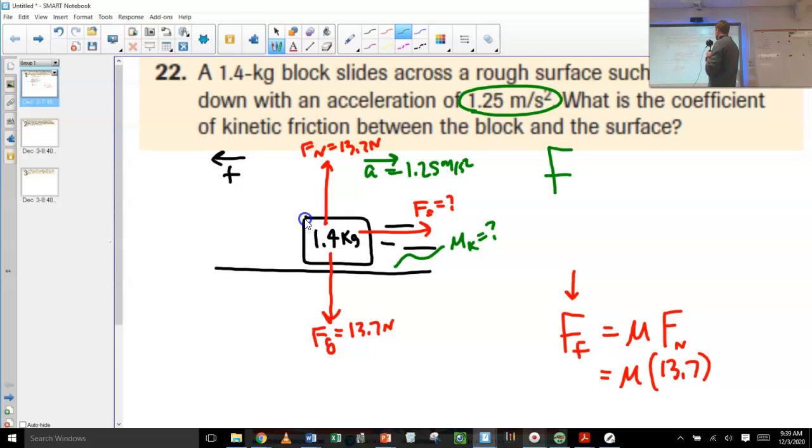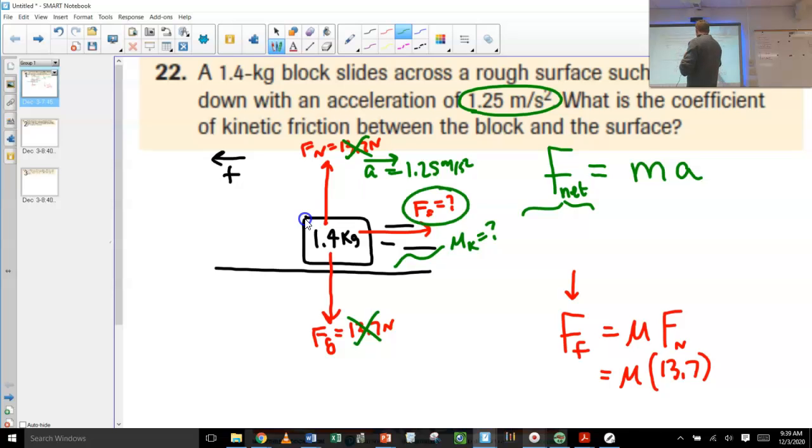So I'm going to use Newton's second law, and I'm going to use the net force. That's all of the forces combined. But this force cancels off this force, and the only force left is friction. The mass is 1.4, and the acceleration is going to be negative 1.25. So my force of friction, if you multiply 1.4 by negative 1.25, you get negative 1.75.